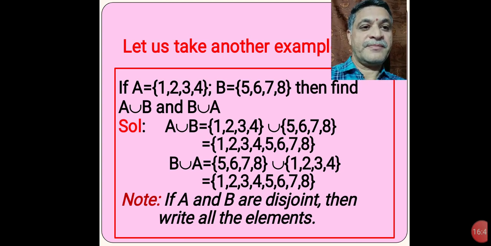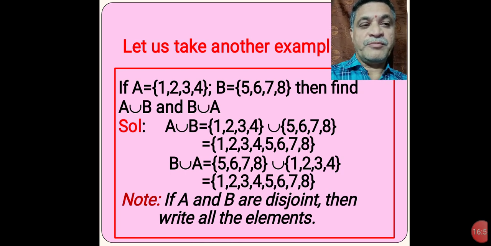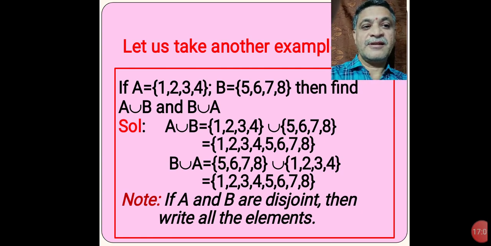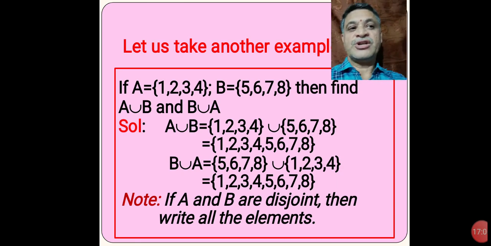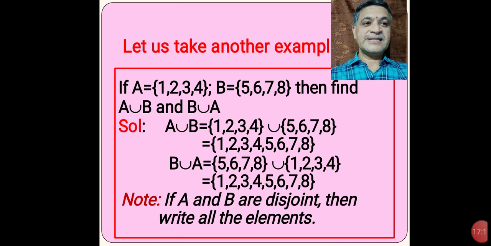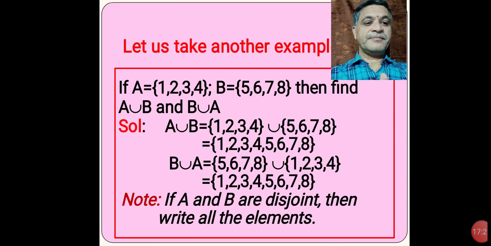Write A union B. That means first set {1, 2, 3, 4} union second set {5, 6, 7, 8}. So you write 1, 2, 3, 4, the first set elements as they are, and go to the second set, write 5 because there is no 5 in the first set. Similarly 6, write 6, and 7 and 8. All the elements are not in the previous set. So we can write all the 4 elements in B as they are in A union B. So here we write all the elements in A and in B.